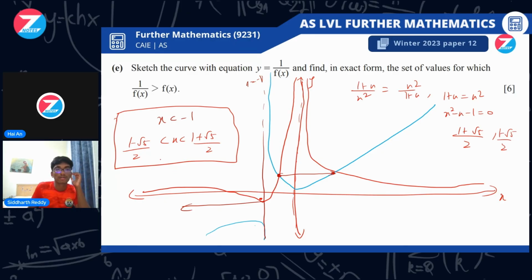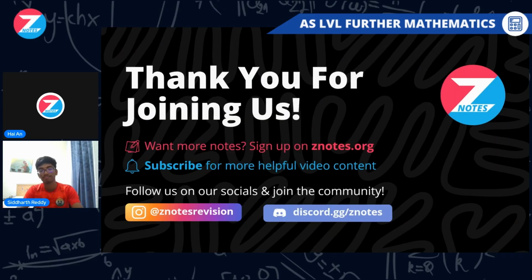So we might also have to mention that x cannot be equal to 0, because at x is equal to 0, it's kind of tending towards infinity, right? Okay, I think it's fine even if you don't put x is not equal to 0, but I think it's better to put it as a safe option.